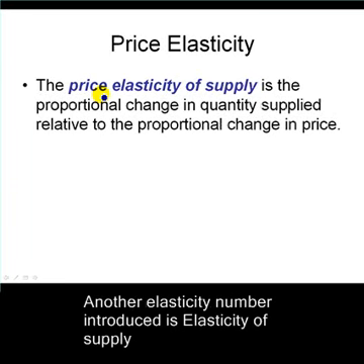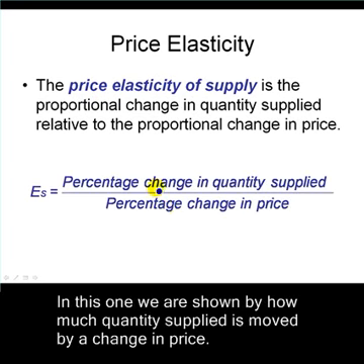Another elasticity number that you will be introduced to is the price elasticity of supply. In this one, we're seeing how much price changes the other variable, quantity supplied. So basically, percentage change in quantity supplied divided by the percentage change in price. That gives us this number called elasticity of supply. So again, we're looking at the variable price and how much it is moving the quantity, either supplied or demanded.